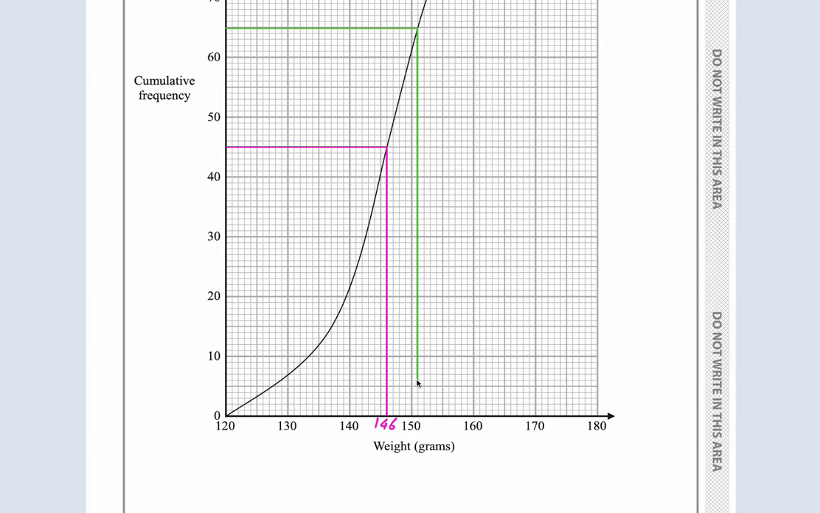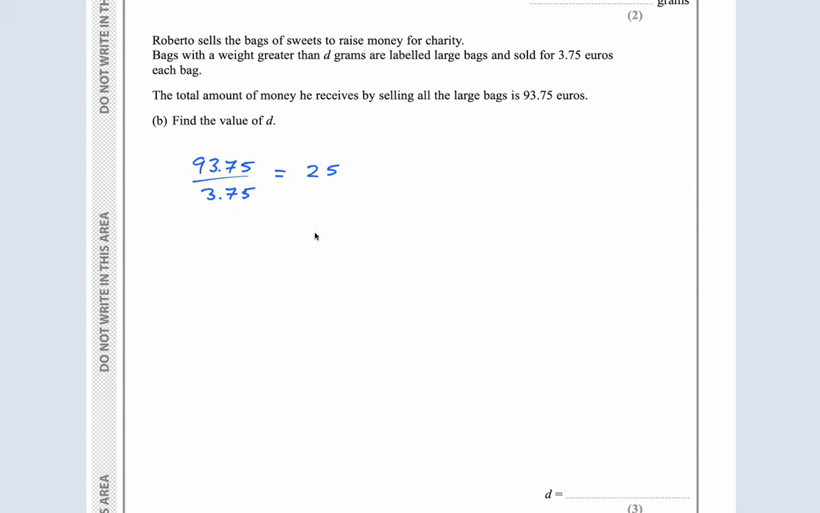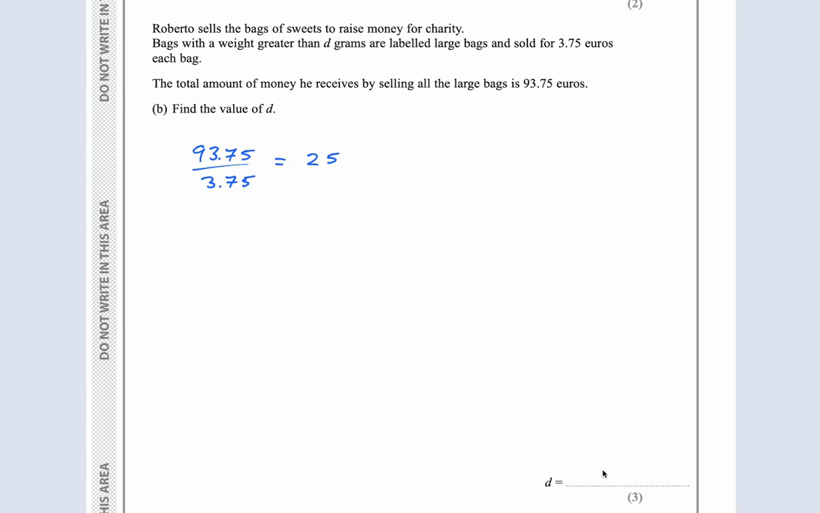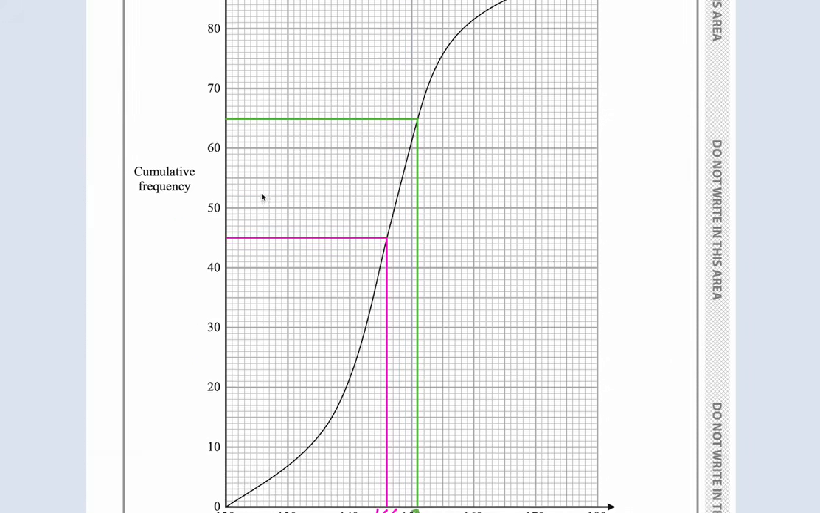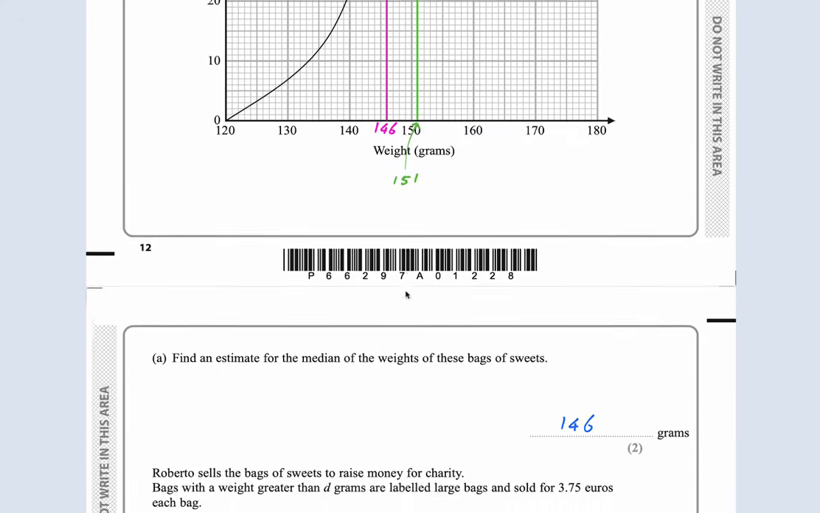I go all the way down and I'll get to 151 exactly. So let's just write 151. So that is the answer to this question. Therefore, D is equal to 151. The other bit of working that you can show, you don't have to show it, is 90 minus 25 is equal to 65. That's why here I went to 65 and down.